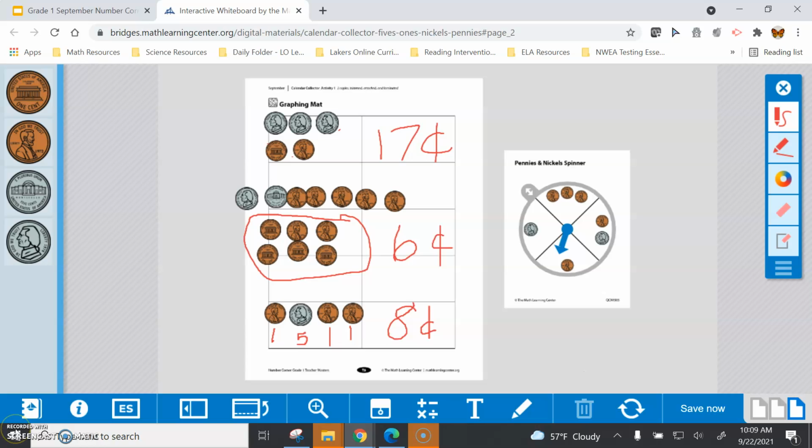Fantastic. Fantastic job, All-Stars. Super proud of you. Super duper duper proud of you.